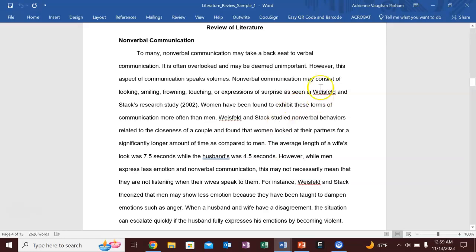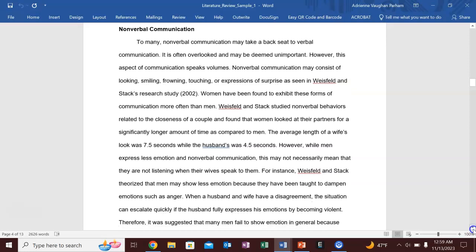Let's skip down to about here, where this actually could be set up a little bit better, the way that this looks with the citation. This particular part of the paper is going to focus on Westfield and Stack. Westfield and Stack, 2002, studied nonverbal behaviors related to closeness. The main gist is that this particular reference is going to be the focus of this first part of the literature review.